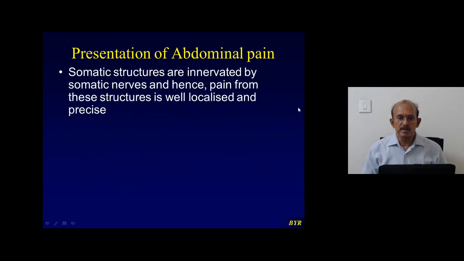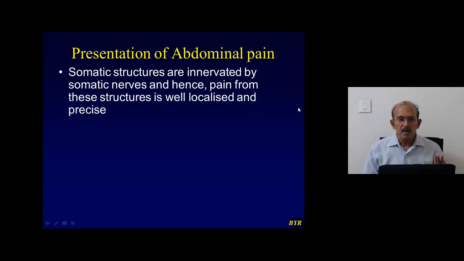What is the difference between somatic and visceral structures? Let us see now. Somatic structures are innervated by somatic nerves, and hence pain from these structures is well localized and precise. The sensory system is there only for the somatic structures. That means structures developed from the ectoderm and mesoderm. They have the nerve supply to appreciate the sensations of pain, touch, vibration, heat, cold, etc. The visceral structures don't have a pain perceiving system. That means the sensory system is absent in the visceral system.